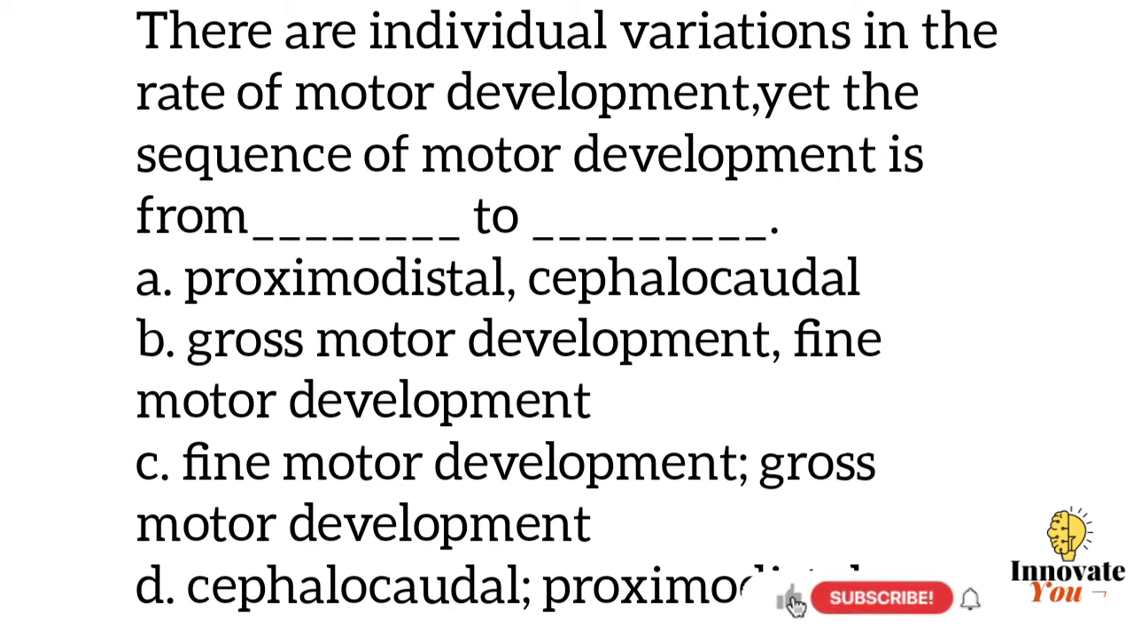Question 1. There are individual variations in the rate of motor development, yet the sequence of motor development is from dash to dash. A. Proximodistal, cephalocaudal. B. Gross motor development, fine motor development. C. Fine motor development, gross motor development. D. Cephalocaudal, proximodistal. Motor development refers to physical development, and motor skill is simply an action that involves using muscles.